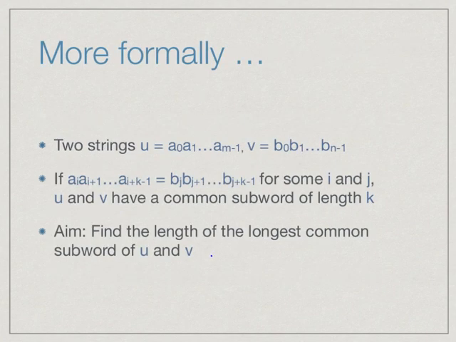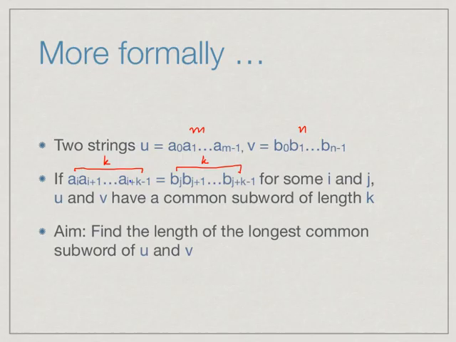So here is a more formal description. Supposing I have two words U and V, so U is of length M and V is of length N, and the positions using Python notation are numbered 0 to M minus 1 and 0 to N minus 1. Then what I want to do is to be able to start at A[i] and go K steps, so i to i plus K minus 1 and B[j] to j plus K minus 1, such that these two segments are identical. So this is a common subword, and we want to find the longest such common subword.